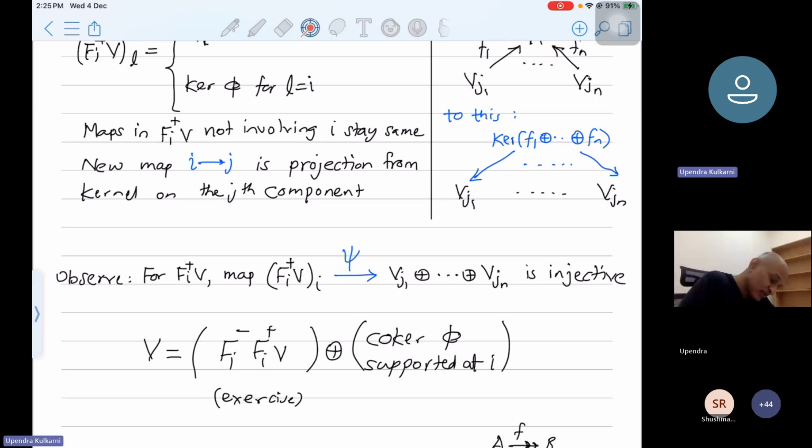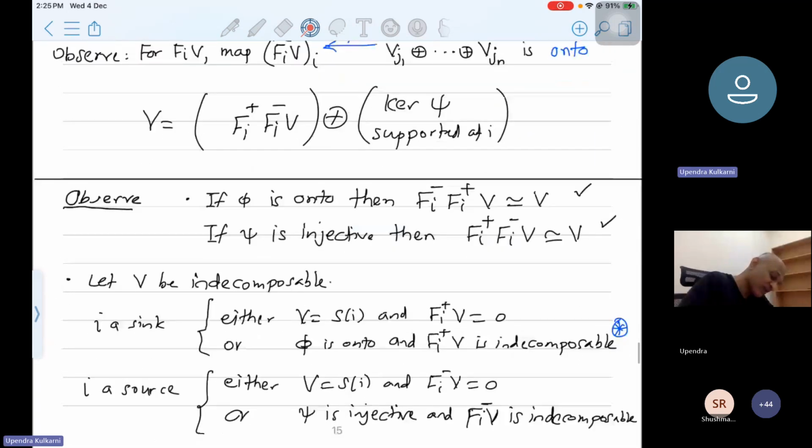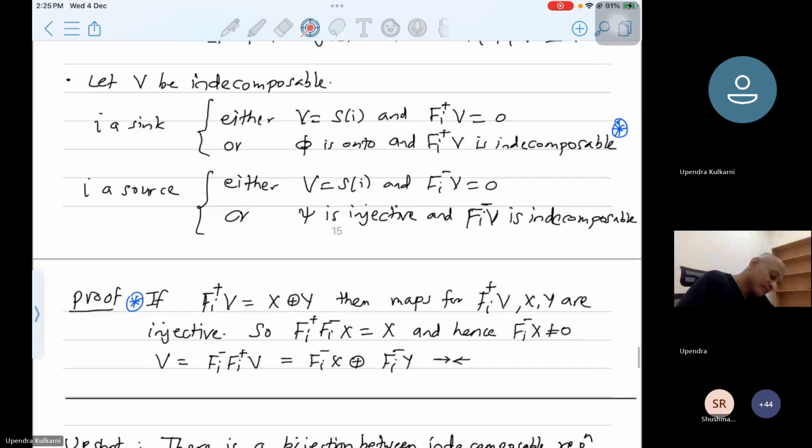Yes. So in this representation, the map psi is injective. So if I apply Fi minus to that, let us examine what happens. In Fi plus, the map psi is injective, and x and y, the putative direct summands, are sitting inside that. So the maps, okay, I should write this down. The map psi for all these three representations are injective maps.